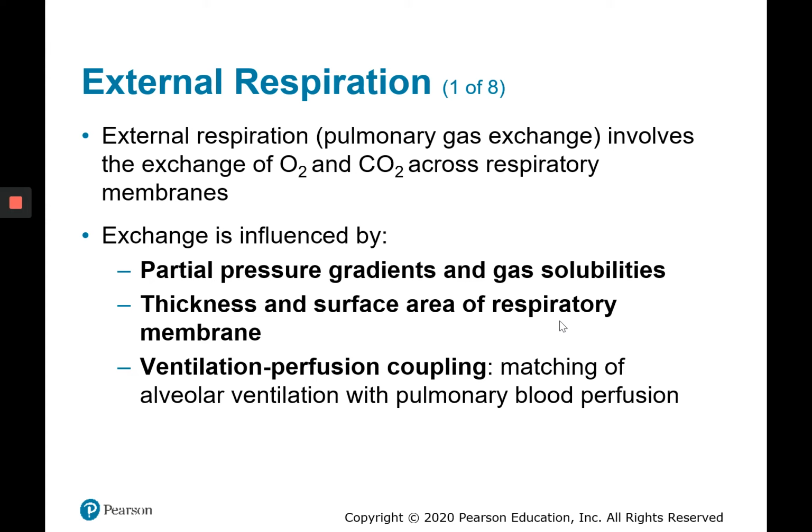Other things that can influence this exchange are partial pressure gradients and gas solubilities. So we'll talk again about those gradients between oxygen and CO2, as well as the solubilities of CO2 and oxygen. Then the thickness and surface area of the respiratory membrane. The respiratory membrane needs to be really thin in order for gas exchange to occur via diffusion. And we'll see that ventilation-perfusion coupling is important for making sure that airflow matches blood flow.